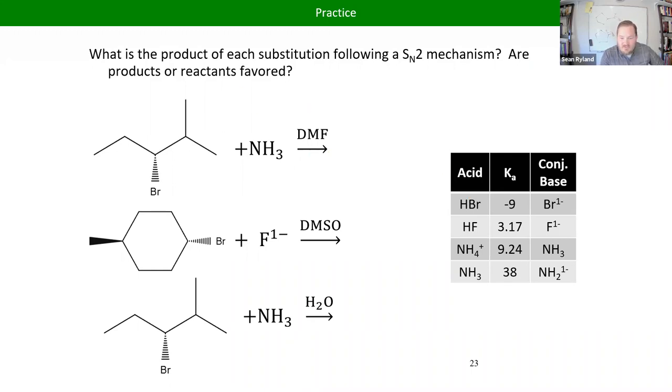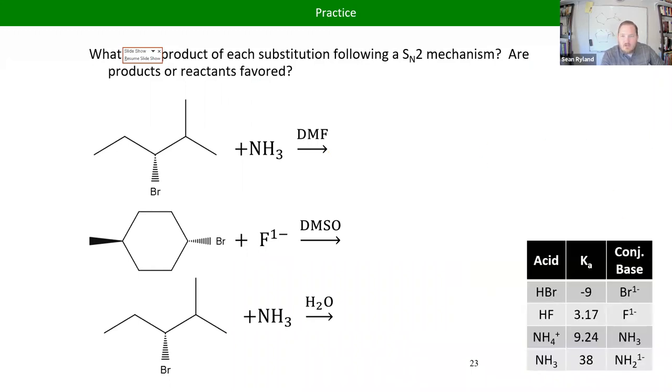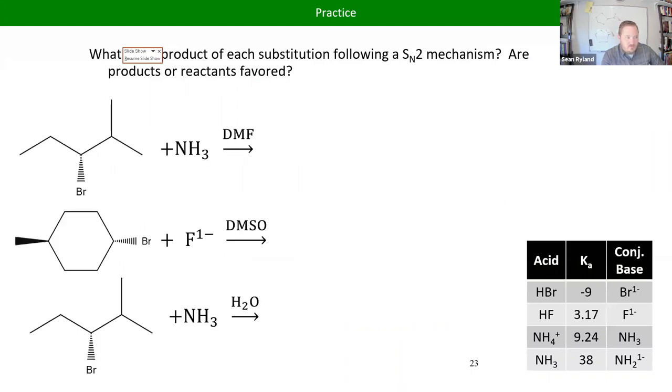All right, so let's do some more practice here. And let me rearrange this just a little bit. If we want to know what the different products will be, especially if I tell you what the mechanism is, that removes a lot of the uncertainty. If I tell you it's SN2, that means it's a second order reaction. It means everything's happening at once.